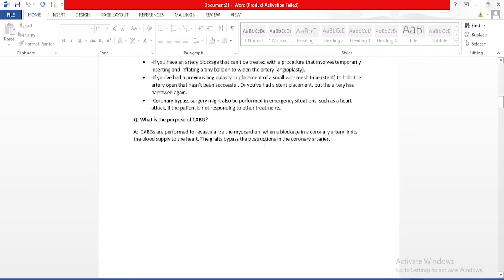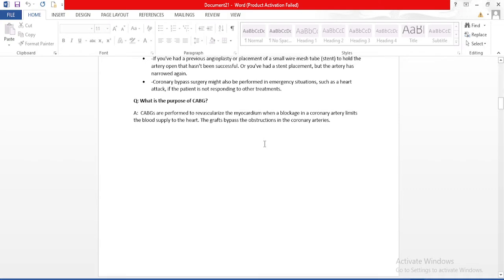If you have had a previous angioplasty or placement of a small wire mesh tube, a stent, to hold the artery open that has not been successful, or you have had a stent placement but the artery has narrowed again. For example, if you have a stent from a previous surgery and for any reason that stent is not working properly, the physician needs to do CABG.